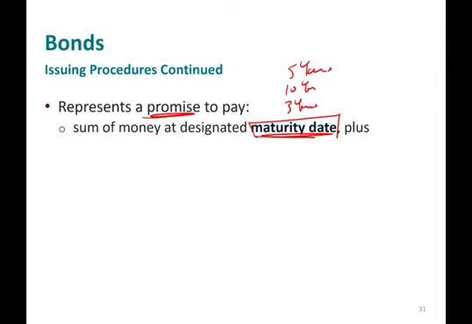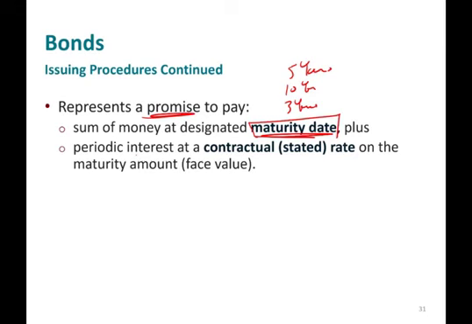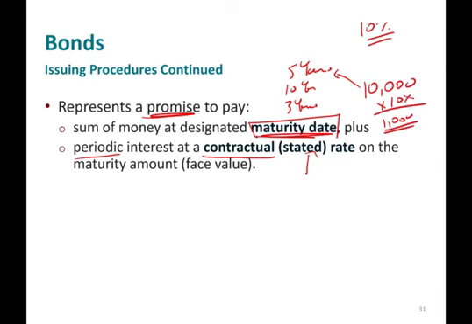You're going to receive your money back on the maturity date, plus you're going to be receiving periodic interest payments at the contractual or stated rate. So what's going to happen? Let's assume you lend the company $10,000. You bought 10 bonds. And you're going to get this money back in 5 years. This is the maturity date, 5 years from now. Also, between now and 5 years, the stated rate is 10%. So every year, they're going to pay you $1,000. So this is the periodic interest payment. So you'll get your money back plus 5 payments of $1,000.